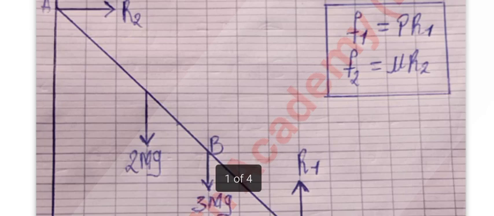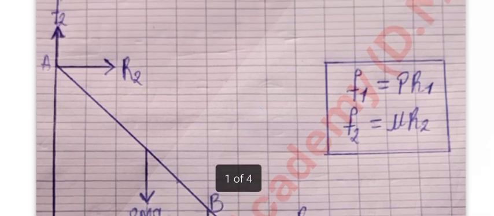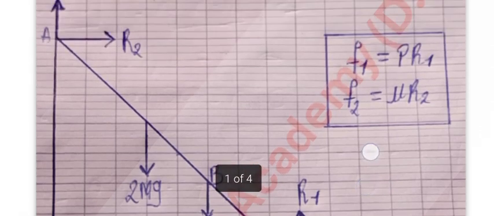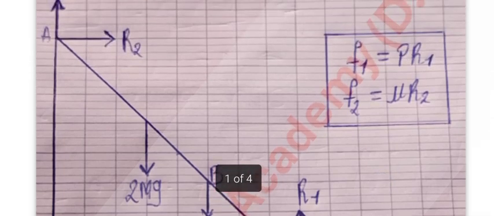Meaning that the coefficient of friction between this ladder and the wall is u, and between this ladder and the floor is p. Now, I said F1 is the frictional force. But what is the frictional force? Frictional force is the coefficient of friction times the normal reaction force. This is what I wrote somewhere up here. That's frictional force F1: the coefficient of friction p times the normal reaction force makes the frictional force.